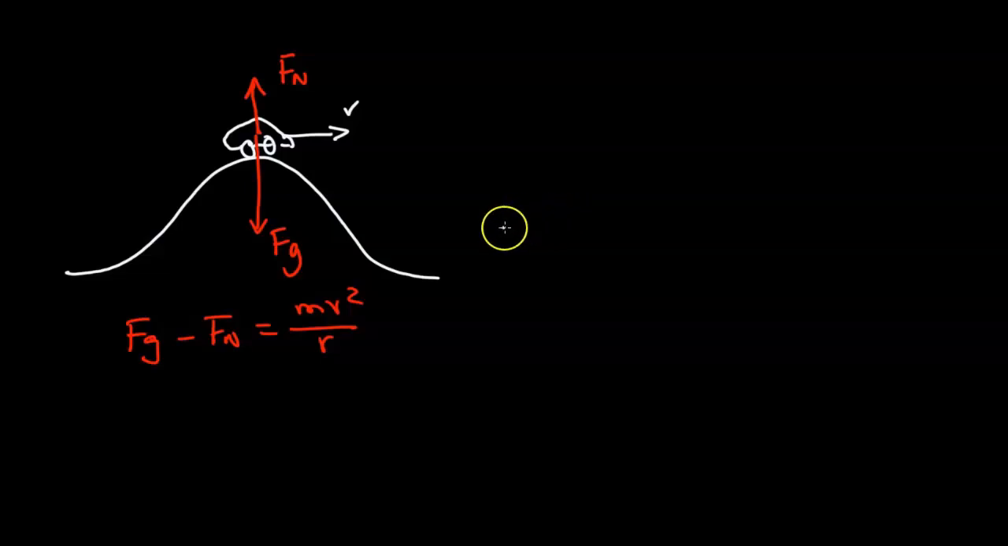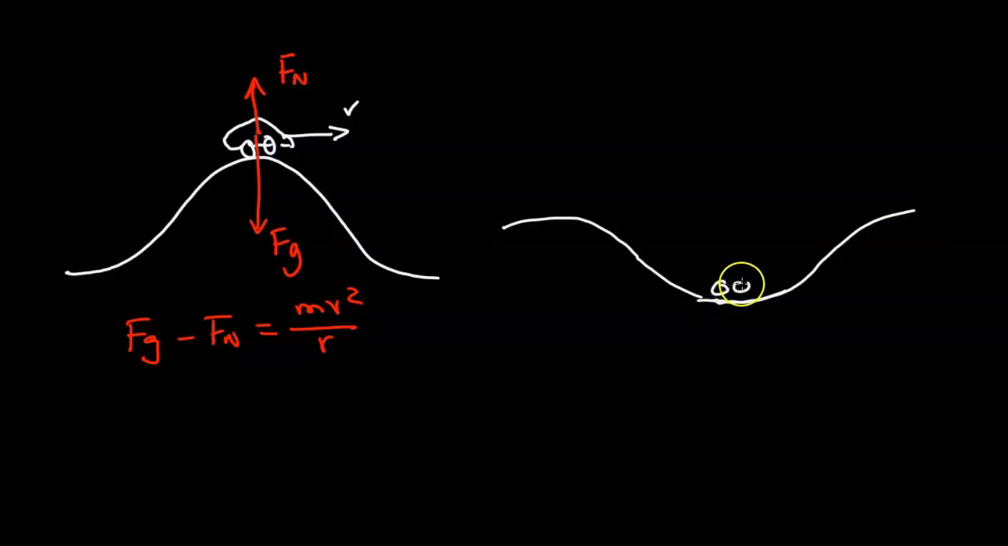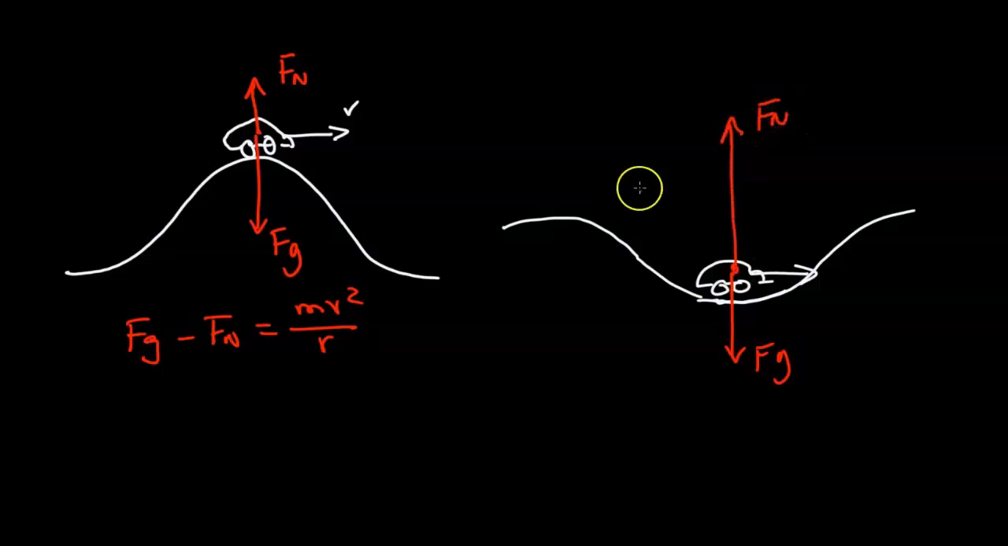Now let's take a look at what happens if you go over a dip here. So here's a dip, and here's our car. Car's going this way. And we once again have Fg, but this time the Fn, the normal force, is going to be greater. And that's because the center of this curvature, the circle right here, is above the car. And so mathematically, we would write it Fn minus Fg equals mv squared over r.